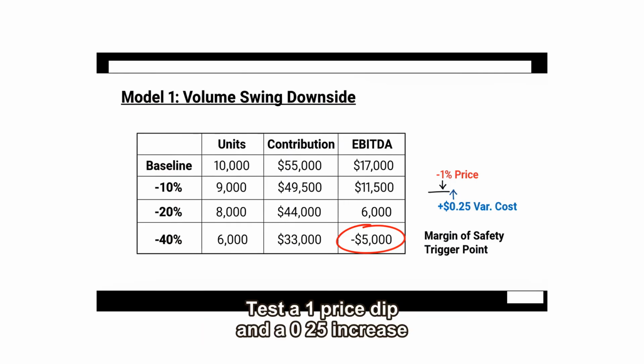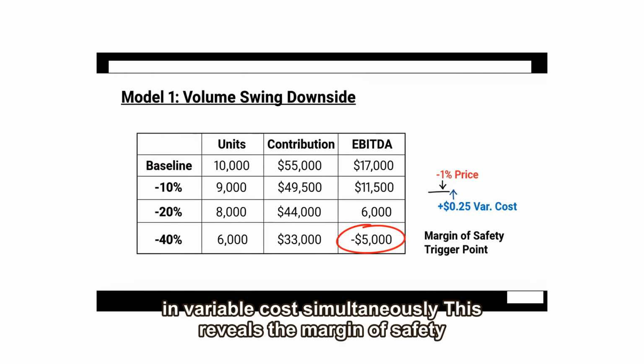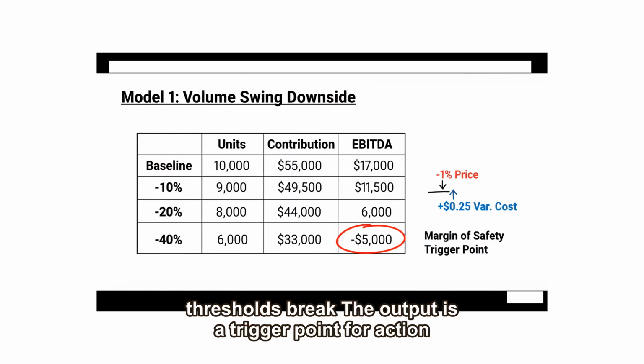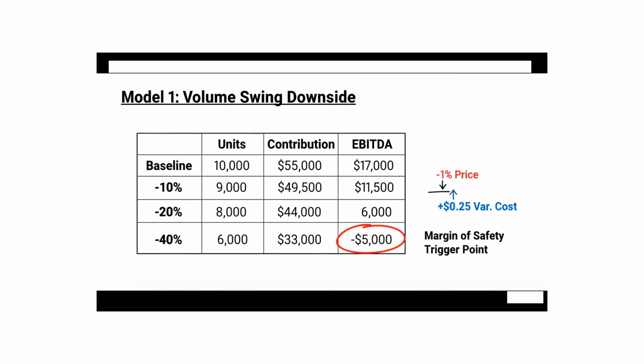Test a 1% price dip and a 25 cents increase in variable cost simultaneously. This reveals the margin of safety, how much volume you can lose before EBITDA or covenant thresholds break. The output is a trigger point for action, not a prediction.